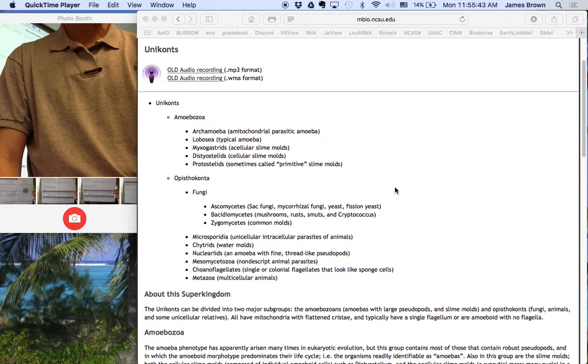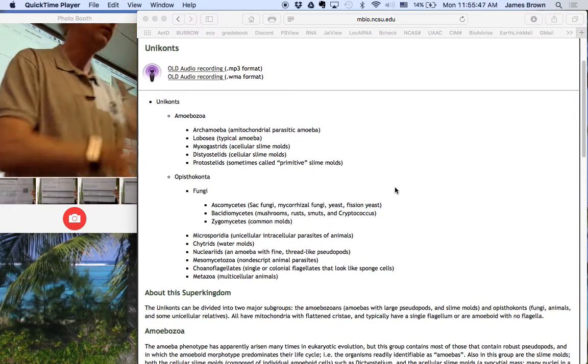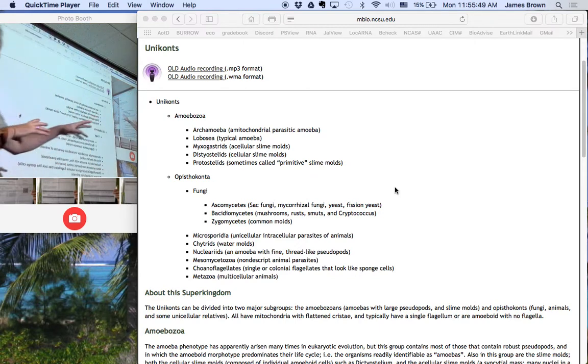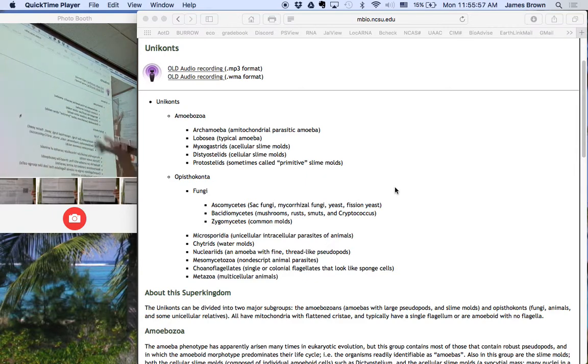So let's start with the most familiar group, the Unikonts. I doubt you've heard these labels and things before. That's something you'll have to get used to. The Unikonts fall into two basic groups, the amoebas and the opisthocons.